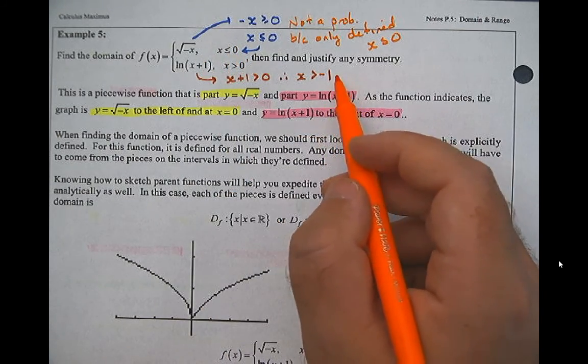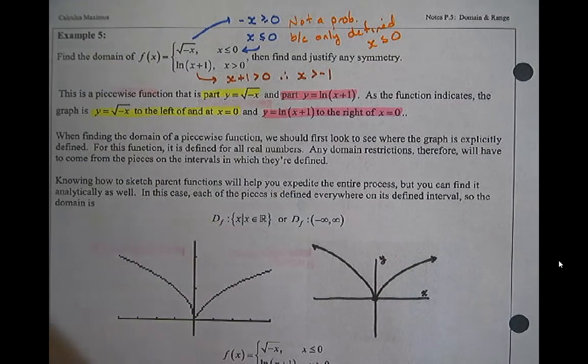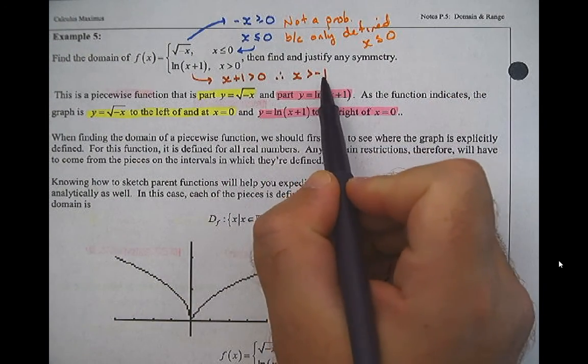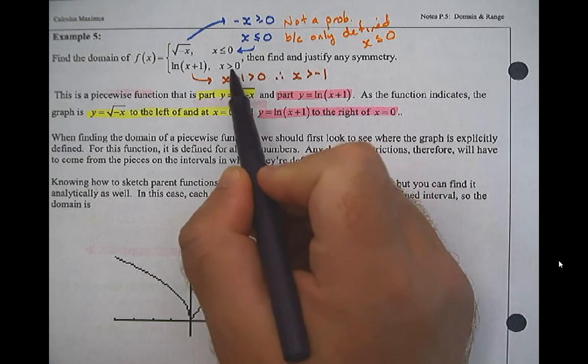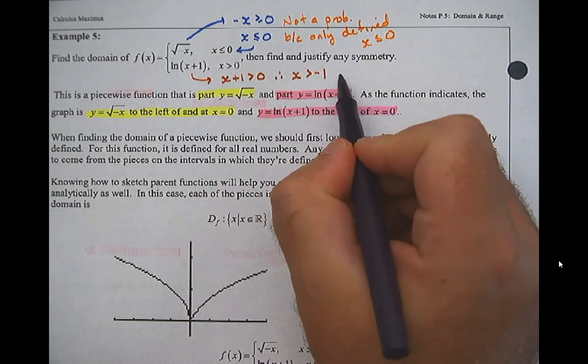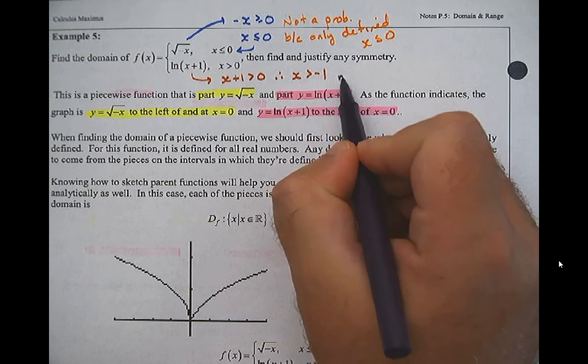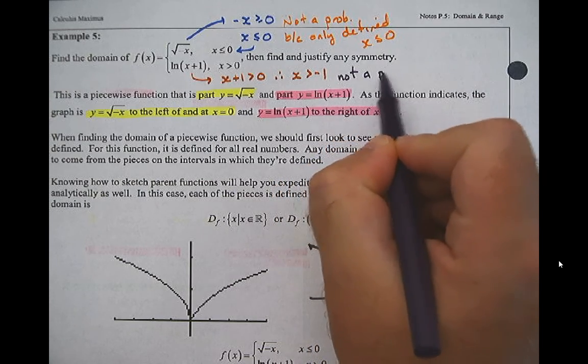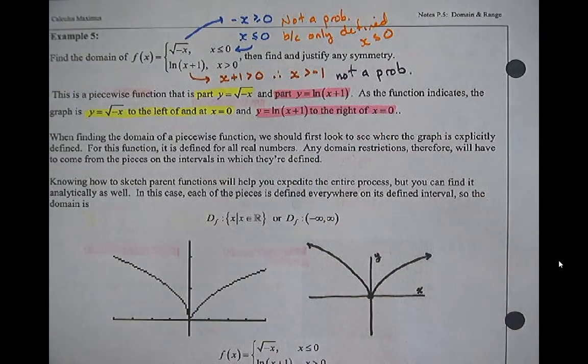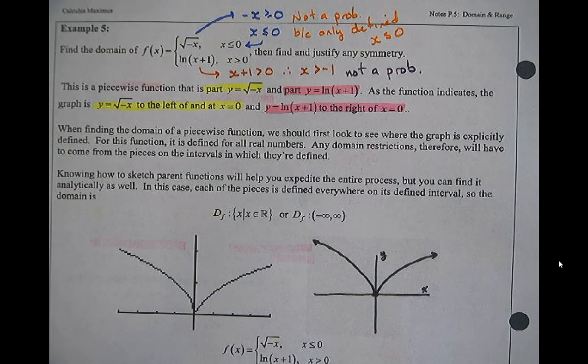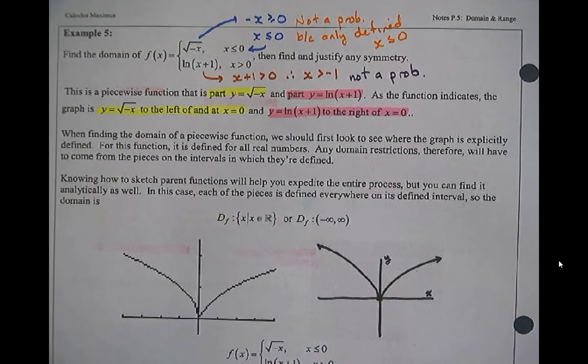Same thing down here. Our problem occurs for anything that is not greater than negative 1. But if you're greater than 0, you're automatically already greater than negative 1. Not a problem either. It started off as a problem, but it turned out to not be that. It didn't turn out to have much of an effect.